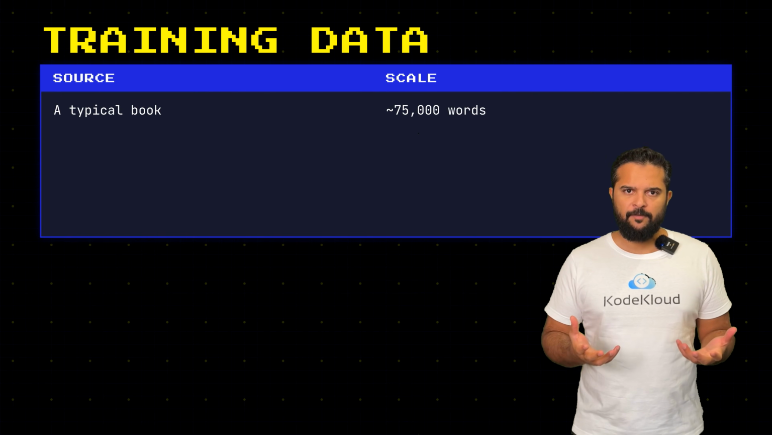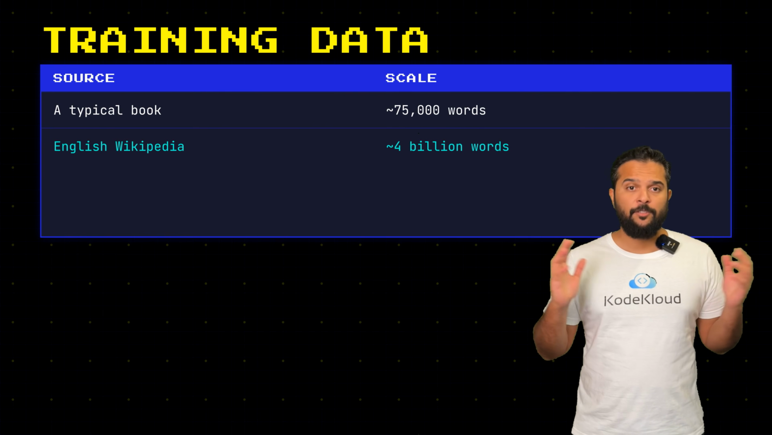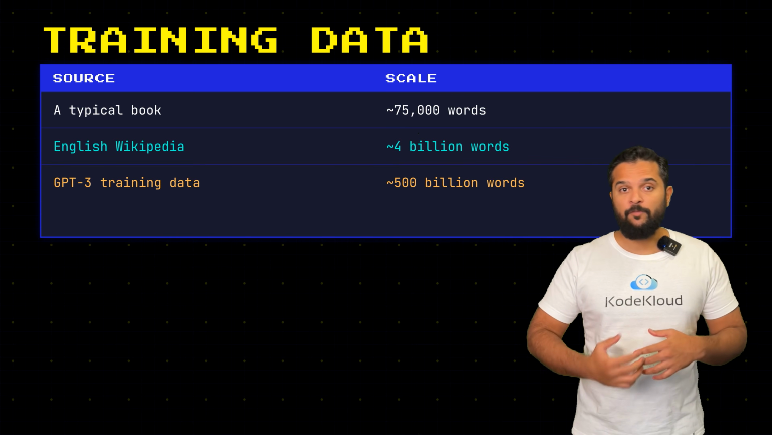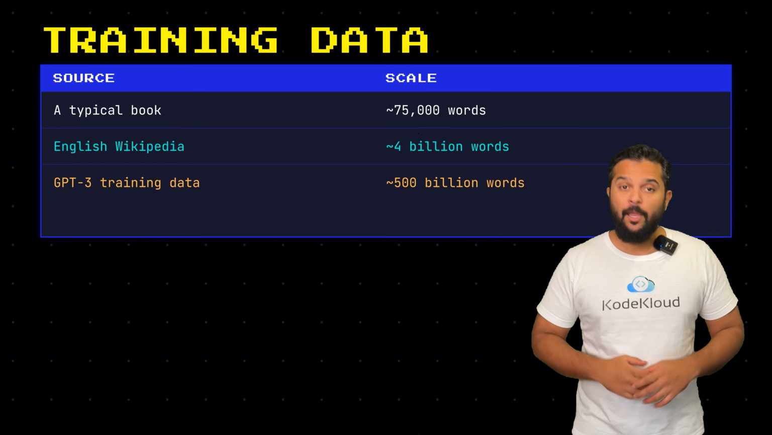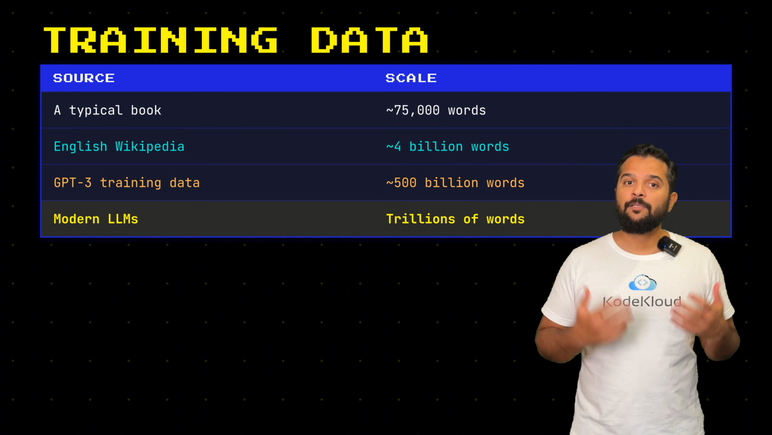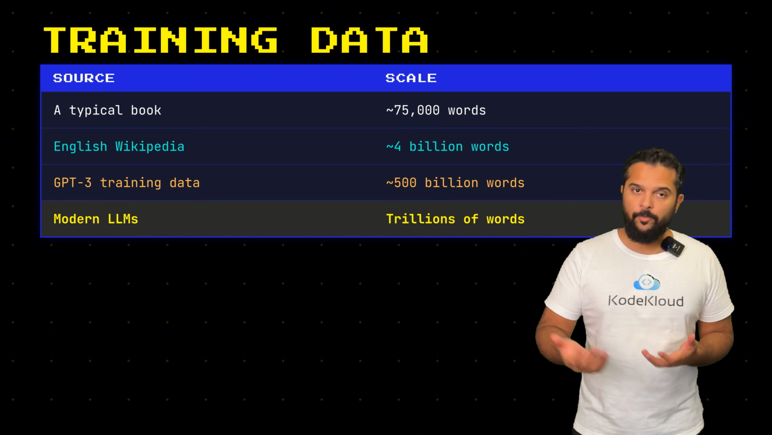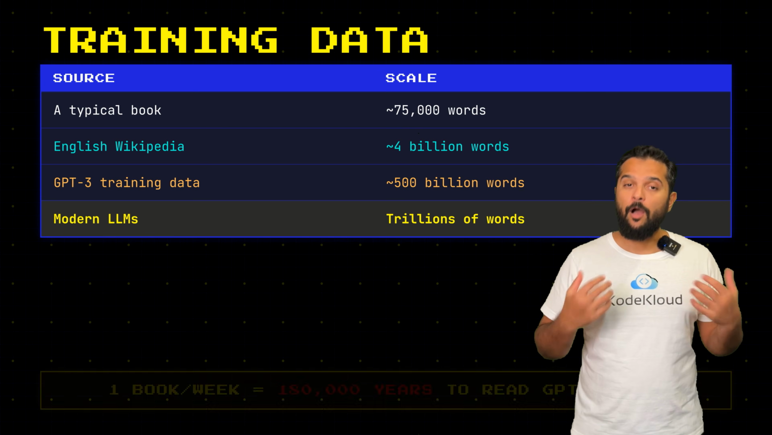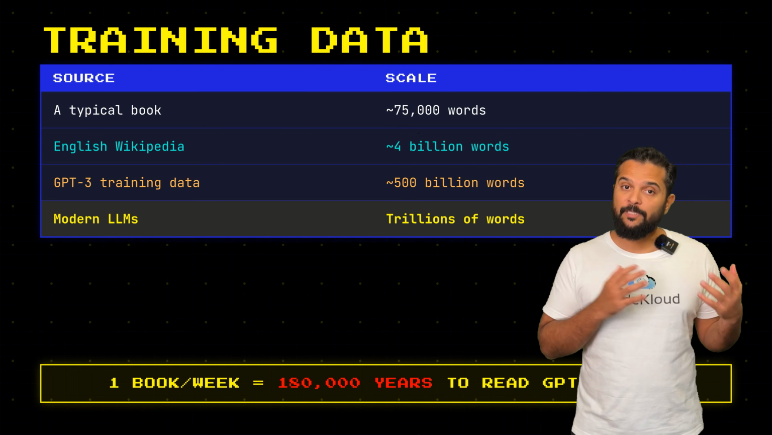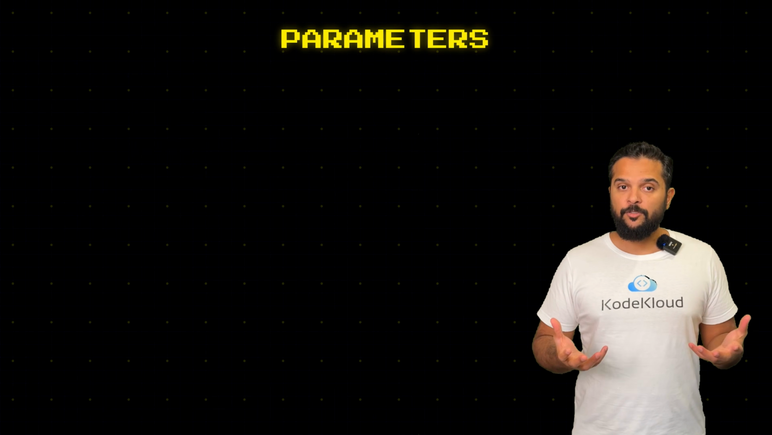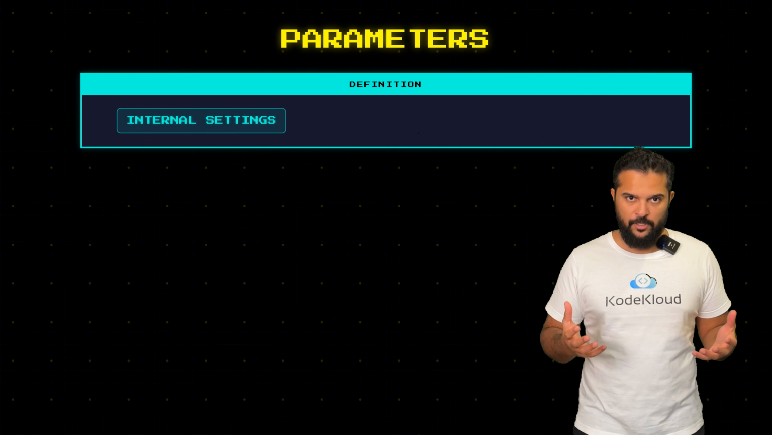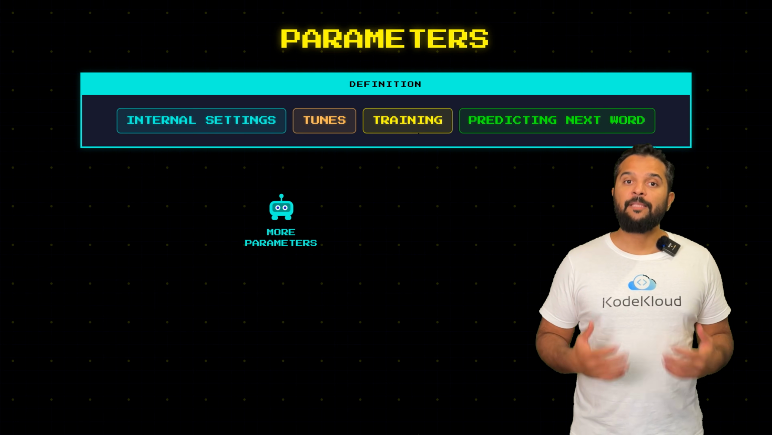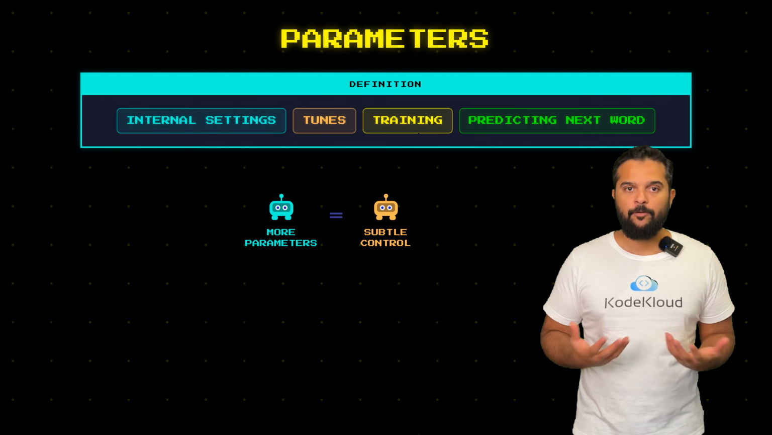To put this in perspective, all of English Wikipedia, every article ever written, is about 4 billion words. GPT-3 was trained on roughly 125 times that amount. Modern LLMs have gone further, still consuming text from books, websites, code repositories, scientific papers, and more. Now, if you read one book per week, it would take you 180,000 years to read what GPT-3 was trained on. Parameters are internal settings the model tunes during training to get better at predicting the next word. More parameters means more subtle control and better performance.